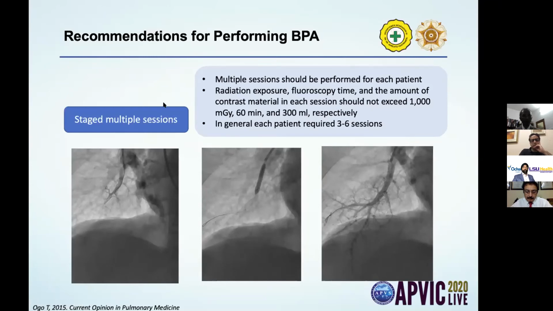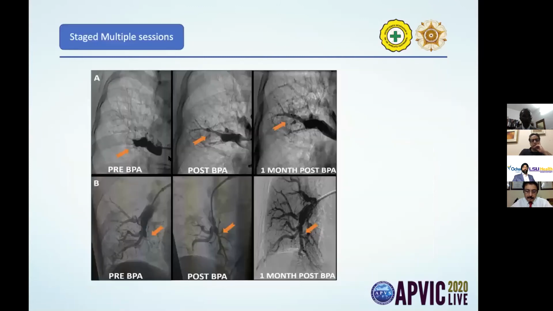So that is what it means to stage multiple lesions, and we also have to be cautious that we don't have to make it perfect as we do in coronary PCI. Because post-BPA, usually there's a residual lesion, but 1 month or 2 or 3 months post-BPA, we will see very good flow to the periphery.